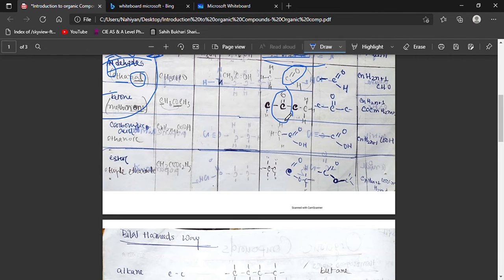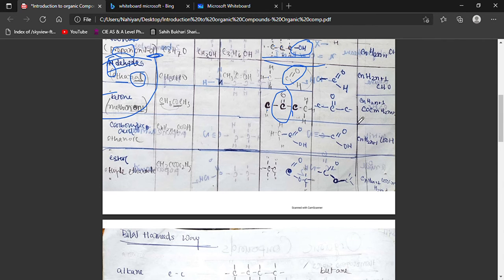Moving on, for ketone, the functional group is similar to aldehyde, a carbon double bonded to an oxygen atom, but the difference is that it must be in the middle of the chain. So the minimum requirement is that you always have three carbons, because it must be in the middle. You must have one carbon this side and another carbon that side. That is it for ketone.